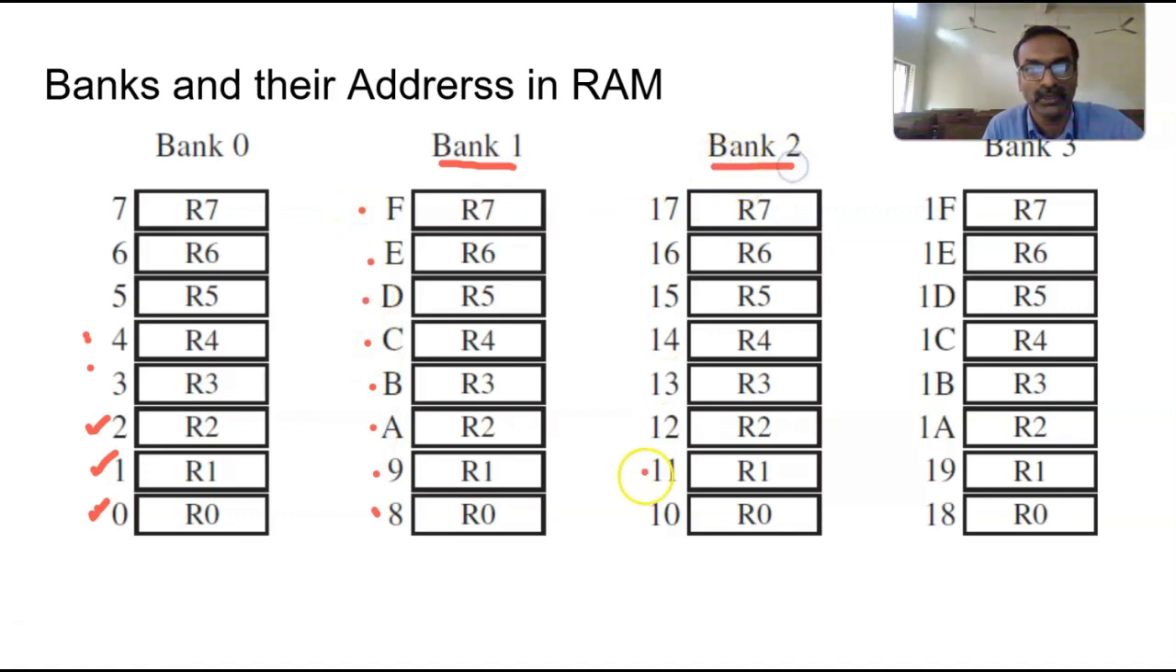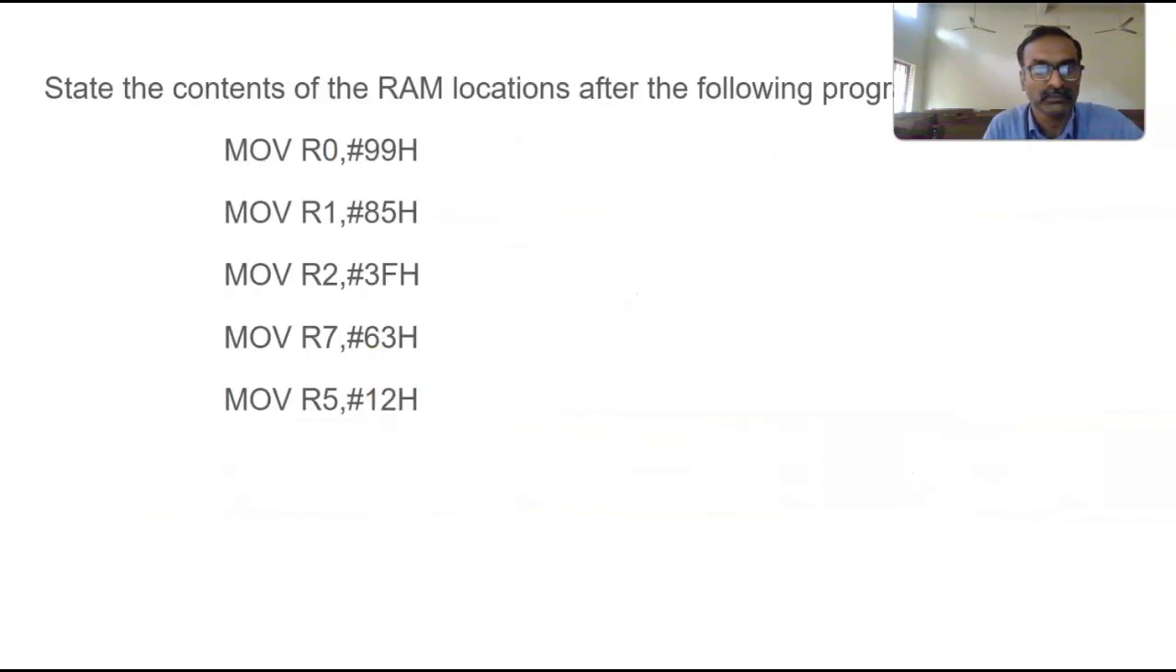Bank 2 will have addresses 10, 11, 12, 13, 14, 15, 16, 17 and bank 3 will have R0 at 18, R1 at 19, R2 at 1A and so on. So these are the addresses of each of the registers in each bank. So one question: state the contents of the RAM location after the following program.